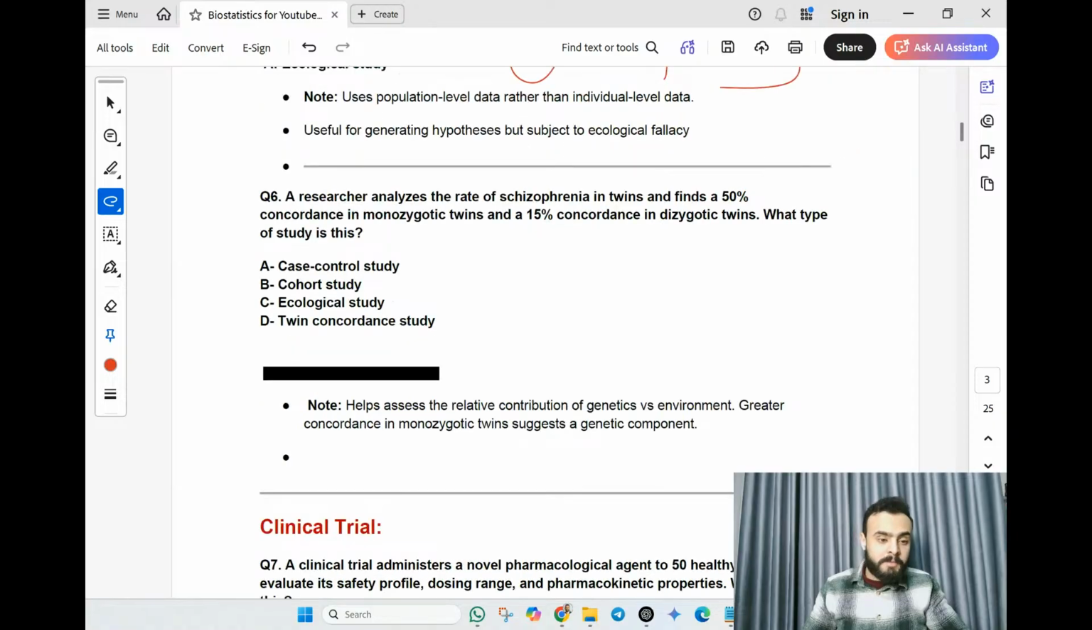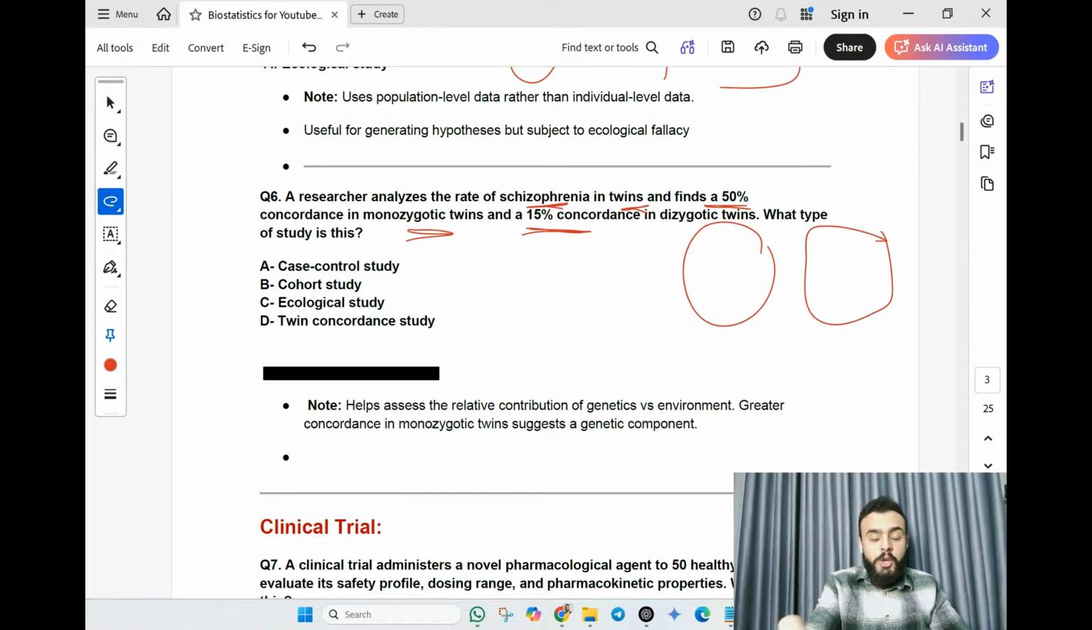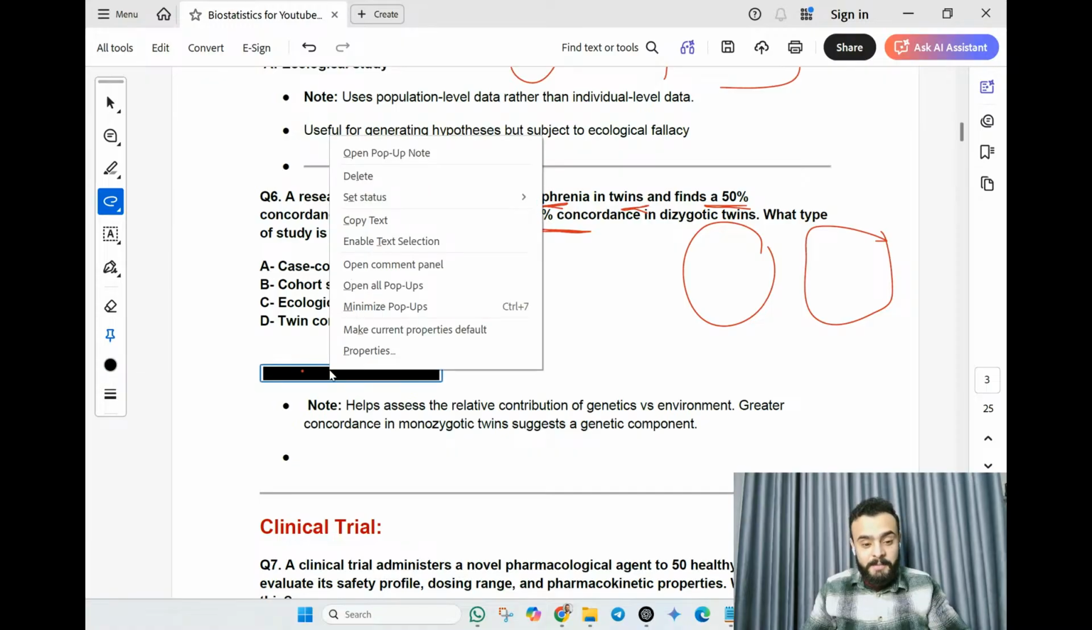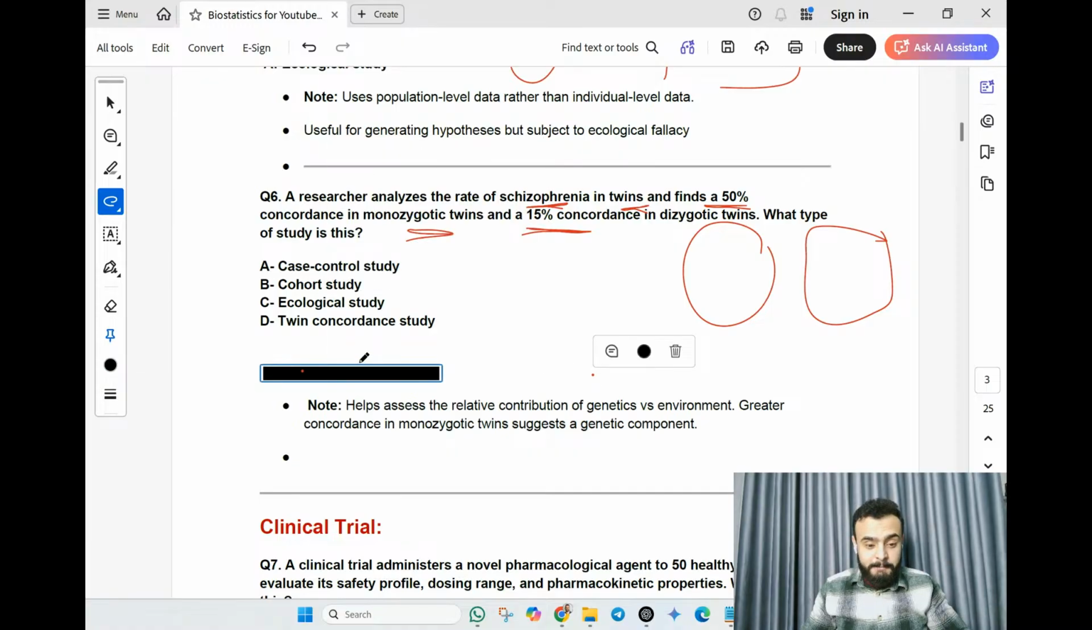Okay, next. A researcher analyzes the rate of schizophrenia in twins and finds a 50% concordance in monozygotic twins and 50% in dizygotic twins. Okay, guys, you're studying schizophrenia occurrence between twins. What study design is that? Five seconds to answer. Exactly, guys. This is the easiest study design you might see. This is a twin study. Simply, you see them studying something between twins. Close your eyes and pick twin concordance study.